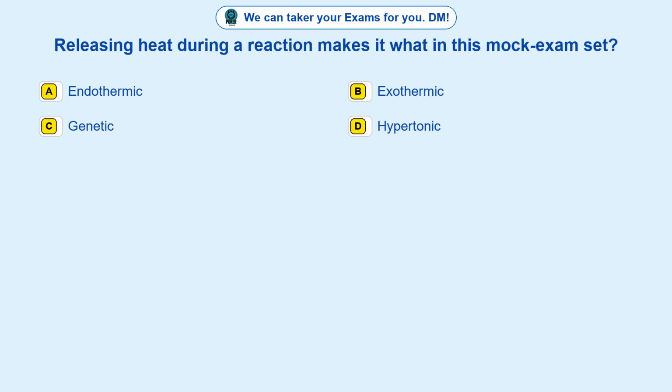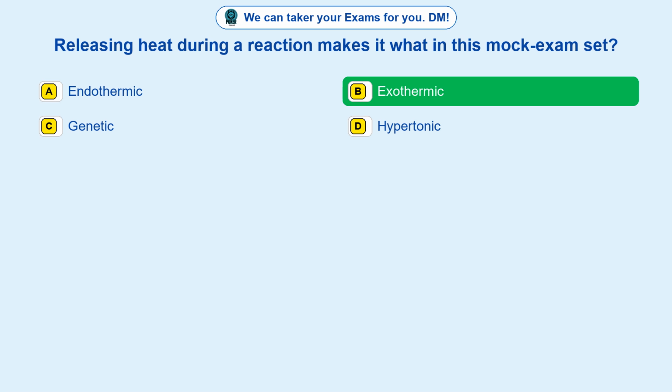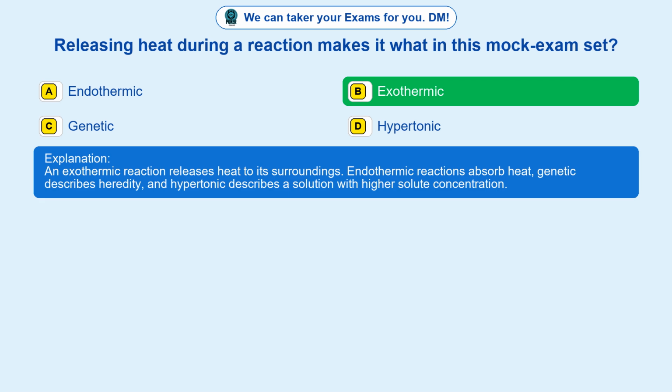Question 46. Releasing heat during a reaction makes it what in this mock exam set? Option A, endothermic. Option B, exothermic. Option C, genetic. Option D, hypertonic. The correct answer is option B. Exothermic. An exothermic reaction releases heat to its surroundings. Endothermic reactions absorb heat, genetic describes heredity, and hypertonic describes a solution with higher solute concentration.